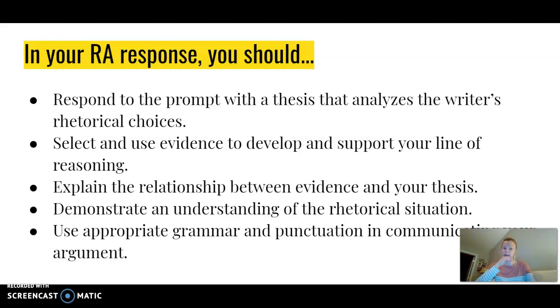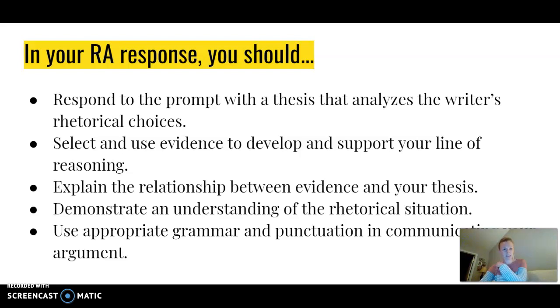You want to demonstrate an understanding of the rhetorical situation, and we're going to talk a little bit about that even within the prompt today. And then you'll also obviously be thinking about the rhetorical situation of the entire text. And use appropriate grammar and punctuation in communicating your argument.